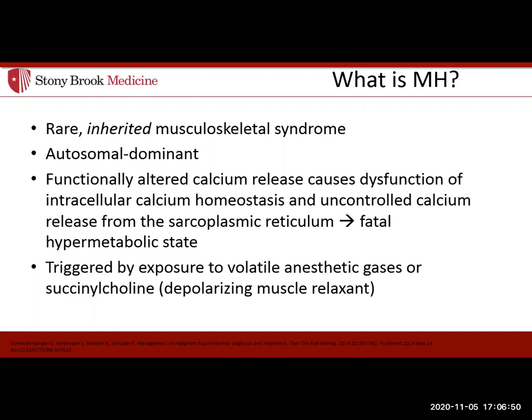MH occurs when there's functionally altered calcium release that causes dysfunction of the intracellular calcium homeostasis, as well as uncontrolled calcium release from the sarcoplasmic reticulum. This excessive calcium will lead to a fatal hypermetabolic state, which is the MH crisis. It's triggered by exposure to volatile anesthetic gases, as well as succinylcholine, which is one of our depolarizing muscle relaxants that's commonly used in intubation situations. I'll be talking more about these in depth in a little bit in the presentation.